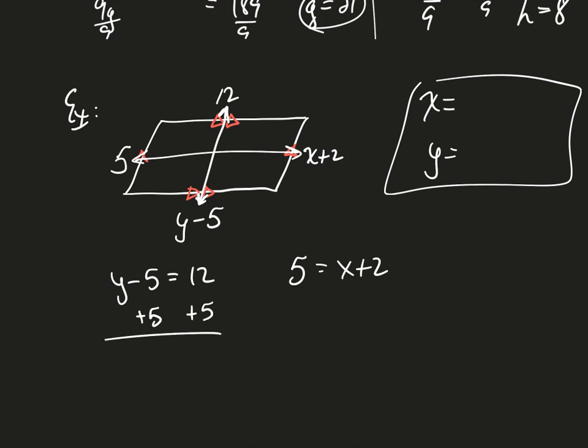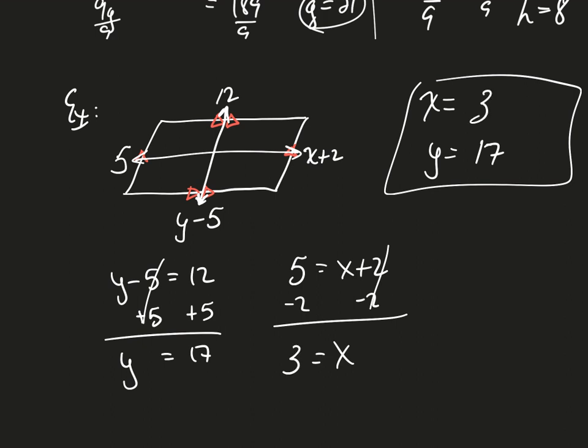Move negative 5 to the other side by addition. So y is equal to 17. And move plus 2 to the other side by subtraction. So x is equal to 3. So our two missing pieces, pretty simple to find: 3 for x, and 17 for y. Okay, opposite sides have to be equal.